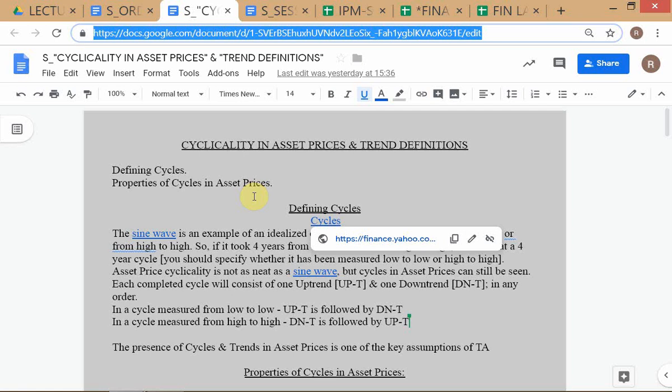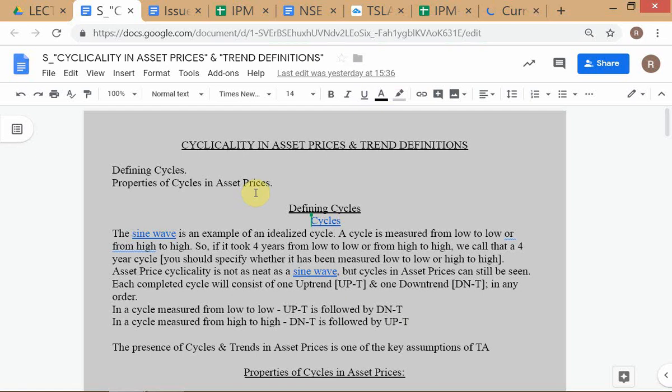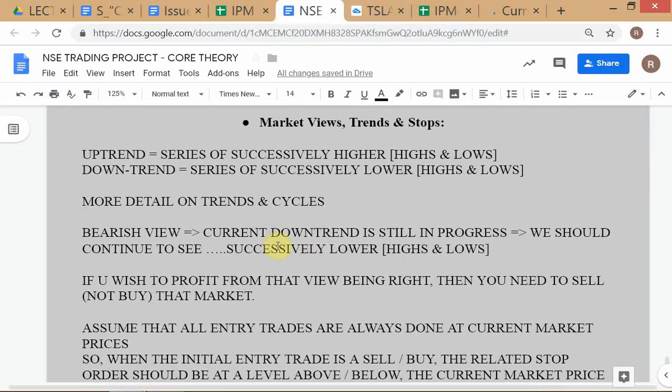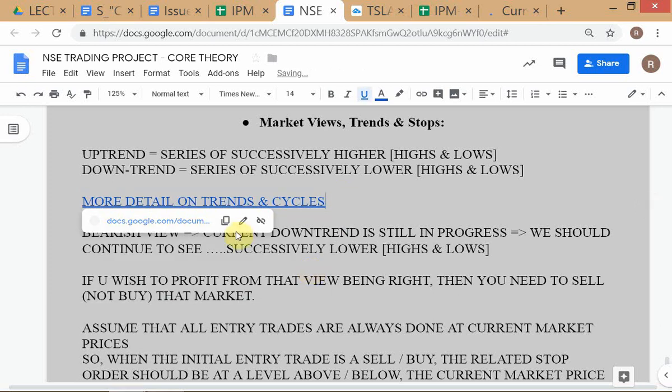So what I'm doing here is I am linking this note to this part here, more detail on trends and cycles. All right, so we already had a brief discussion on the definition of uptrends and downtrends, okay. And so if you want to have a more theoretical understanding of uptrends and downtrends and how they're a part of cycles, you can refer to this note.